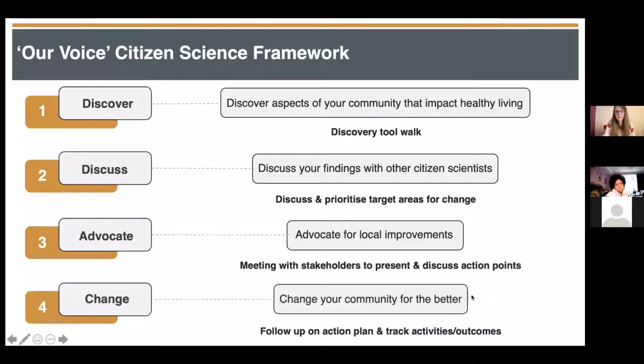And then lastly is Change. So this is where these workable changes are then implemented within the community to improve healthy living. And this is followed with long-term tracking of these workable changes to see what has happened and how these have been implemented.